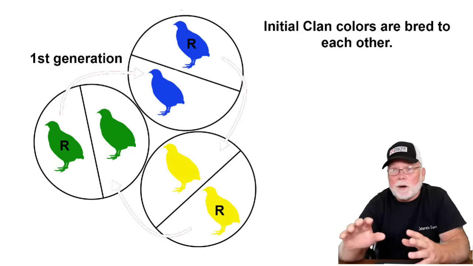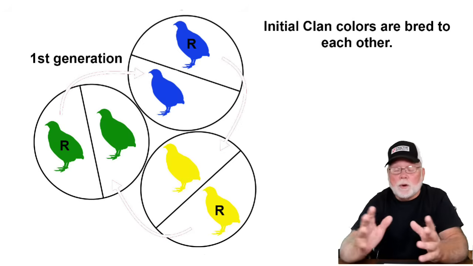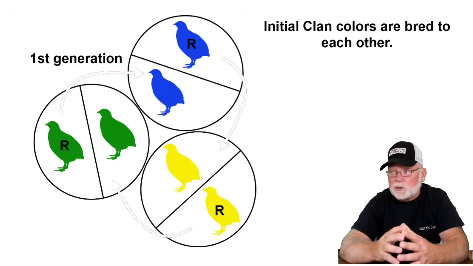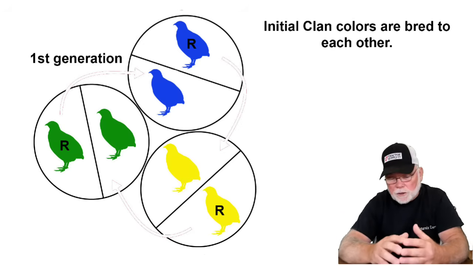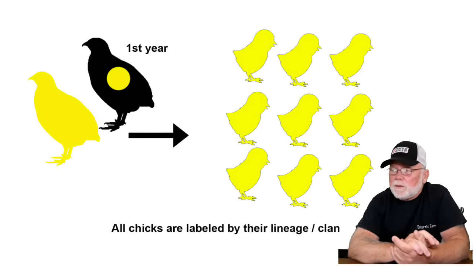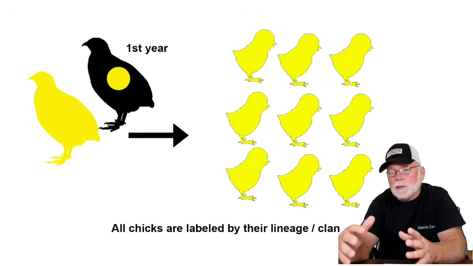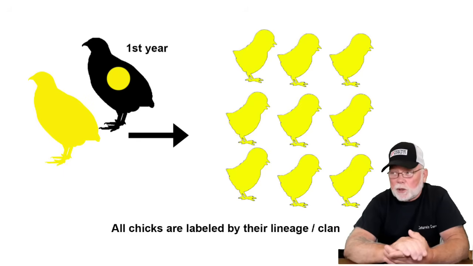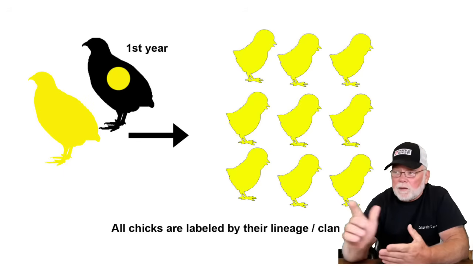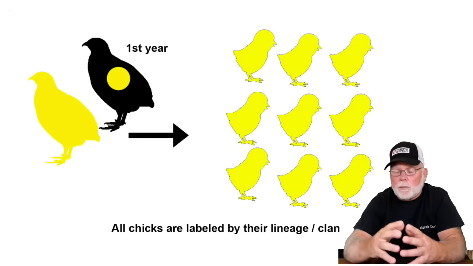And we're going to start out by saying one male to a group of females. So we'll just go ahead and say, for this presentation, a 1-to-5 ratio. So when you breed that first year or that first generation, all the chicks that hatch out, in this case, we're looking at the yellow clan. The hen is the fully yellow bird. The rooster is the black bird with the yellow dot. He is from that yellow clan.